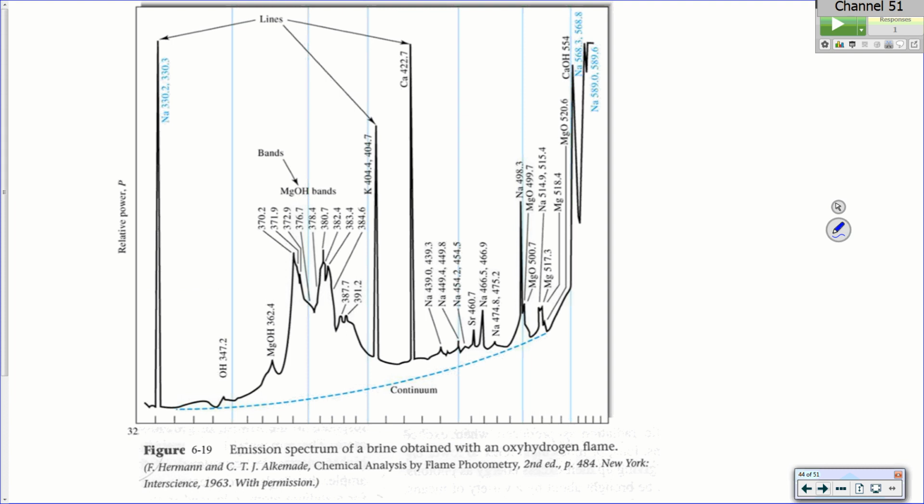Now here's an example of an emission spectra. This is done with flame spectroscopy. You just took a hydrogen-oxygen flame, which is burning at about 2,600 degrees, and basically this is a Bunsen burner, and you're aspirating in brine, salt water. And it's glowing with the colors of the alkali and the alkaline earth metals. Most of them can be thermally excited at 2,600 degrees, and they emit very characteristic lines. So sodium has an emission signal at about 330. There's actually two of them close to there. Potassium has a signal at 404.